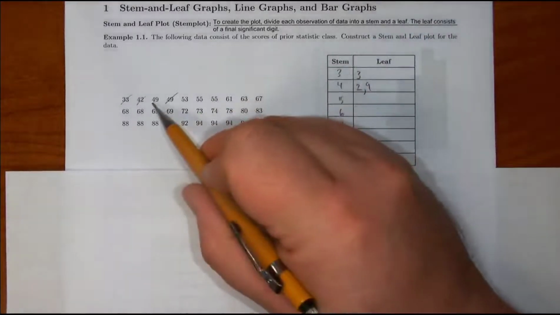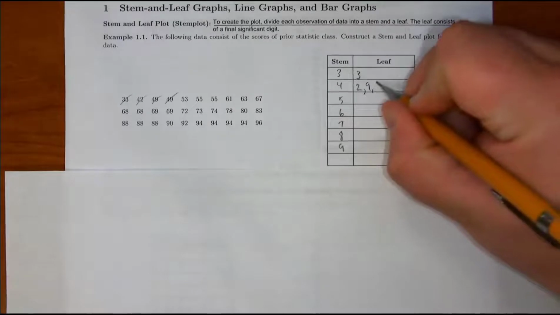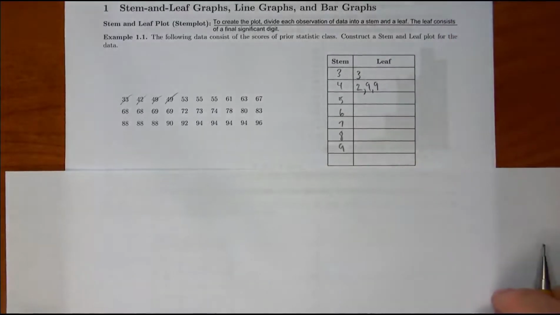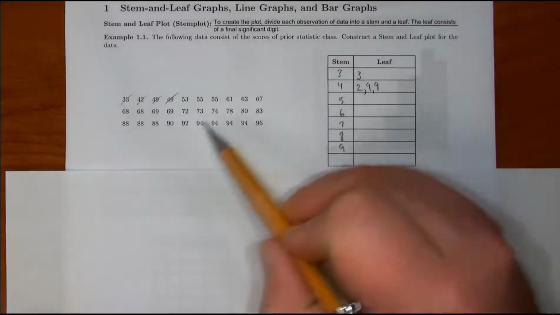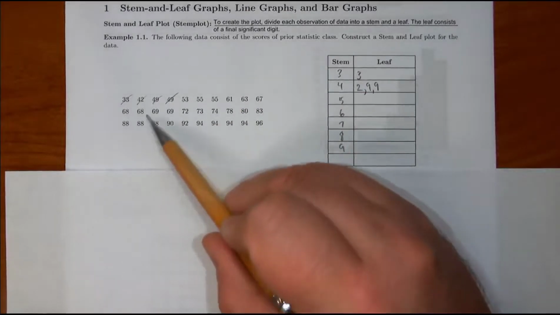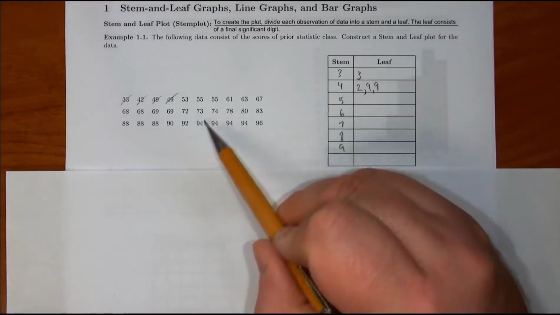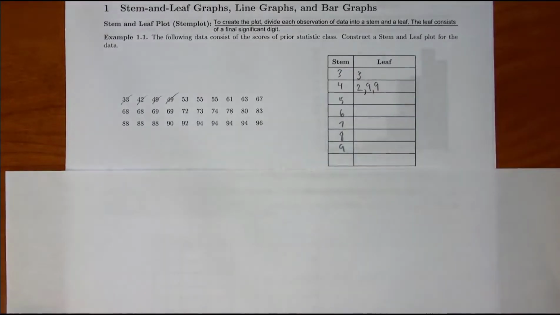Oh, there's 2 49s. So we do have to put repeats there. So there's 2 49s, so I need to have 2 9s in my list. Let's see, any other 40s? I don't see any more 40s.